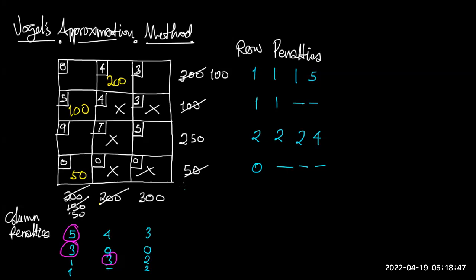Three and 5, 2. So the highest is 5. When we compare all of this, the highest is 5, and this 5 belongs to the first row. So go into the first row and do your allocation.